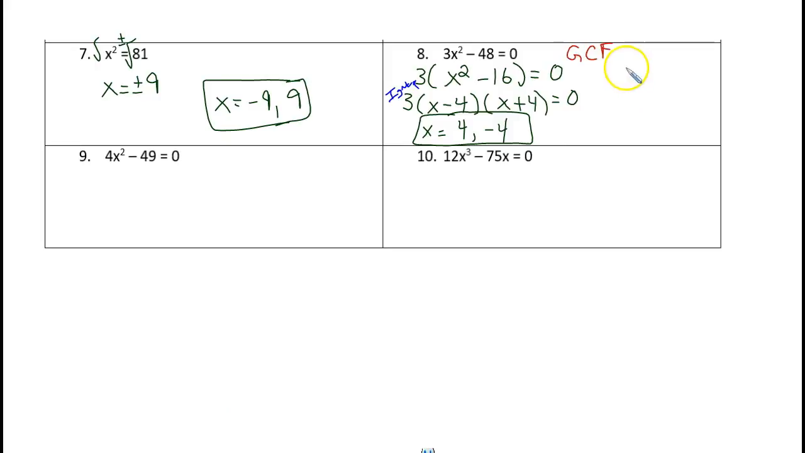Okay, so we started with a greatest common factor of 3, then we factored using this new technique of the difference of 2 squares, and then we got our 2 solutions. Question number 9, perfect square, 4x squared, perfect square, 49. So I can just go ahead and break this up.